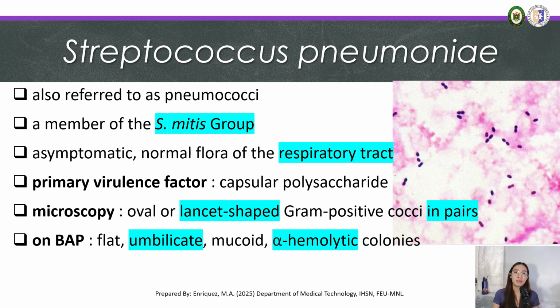Upon microscopic examination, we should be able to see gram-positive oval or lancet-shaped cocci in pairs, as you can see right here in this picture. So notice po, di ba, that they're not perfectly spherical, no? Medyo parang oval po yung shape nila. So they're characteristically described as lancet shape. Also, madalas po sila nakikita in pairs. Okay, so they're usually referred to as pneumococci.